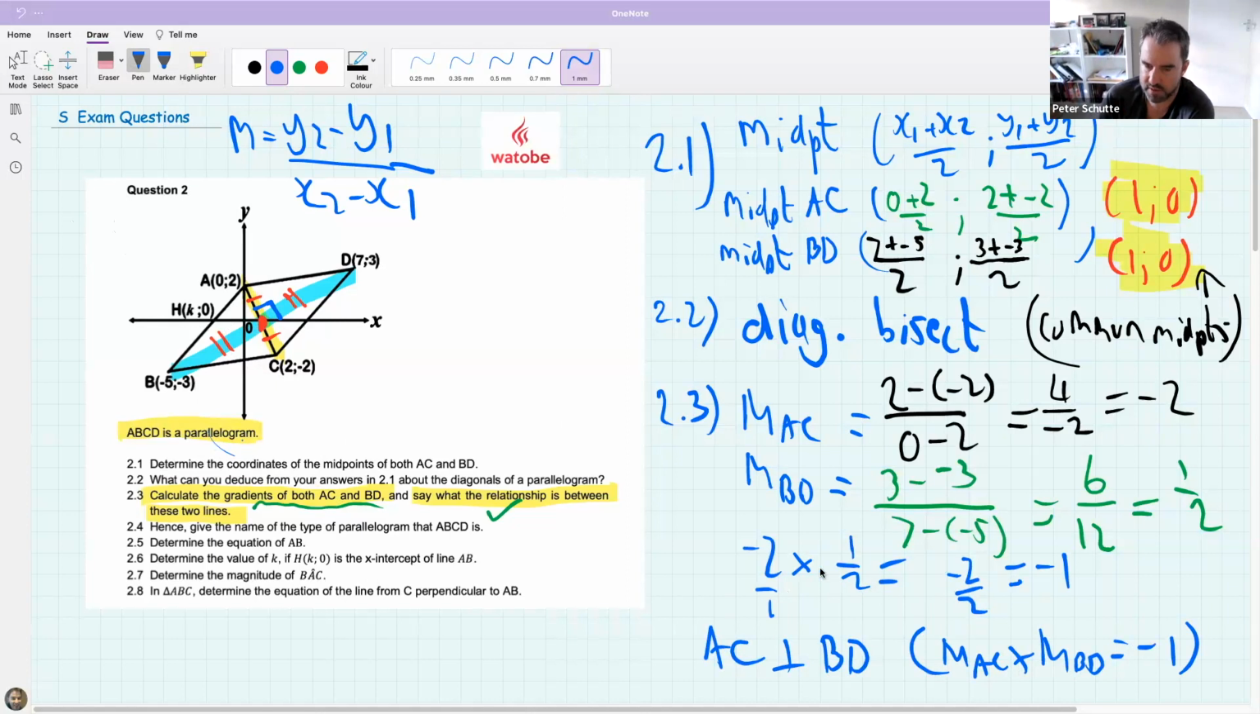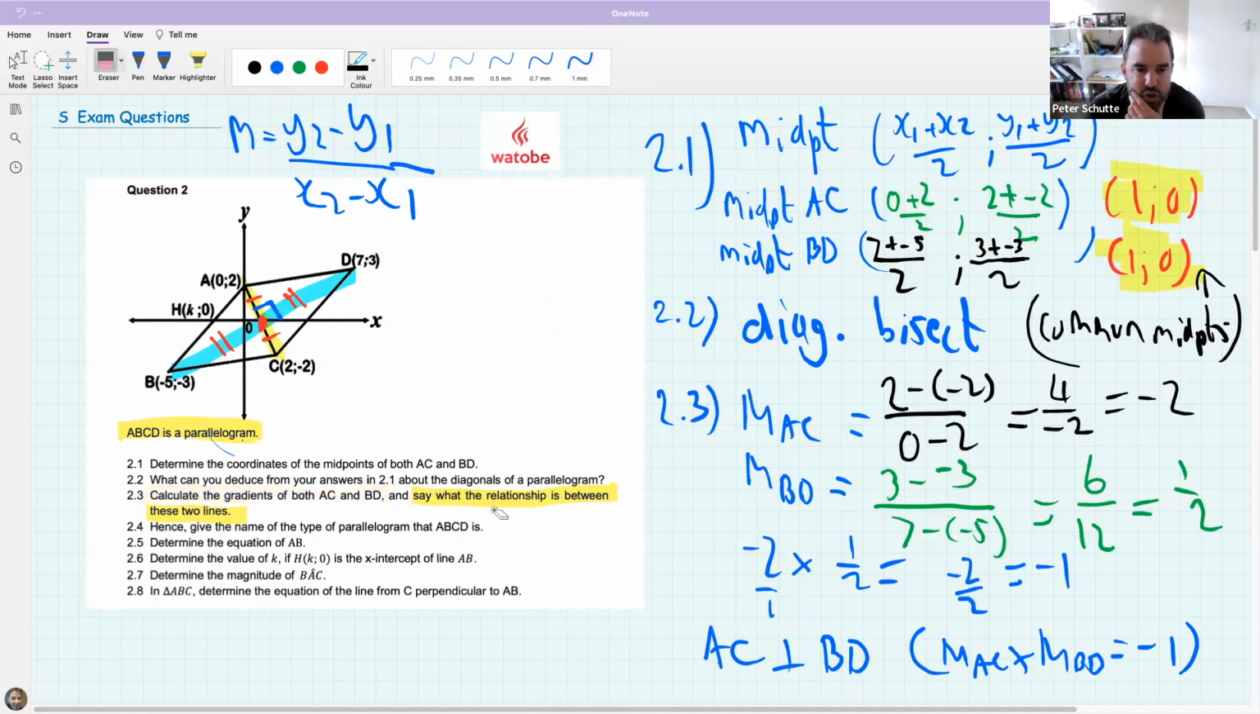So what I did was I multiplied the two gradients together. And if the two gradients give you -1, then you know that the diagonals are at 90 degrees to each other. If the gradients were the same, they would be parallel. So if two gradients are the same, they're parallel. If gradients are negative reciprocals, or if they multiply to -1, they're at 90 degrees. And if they're neither of those two, then they're called converging lines, and eventually they will just intersect. There's only 3 possibilities.